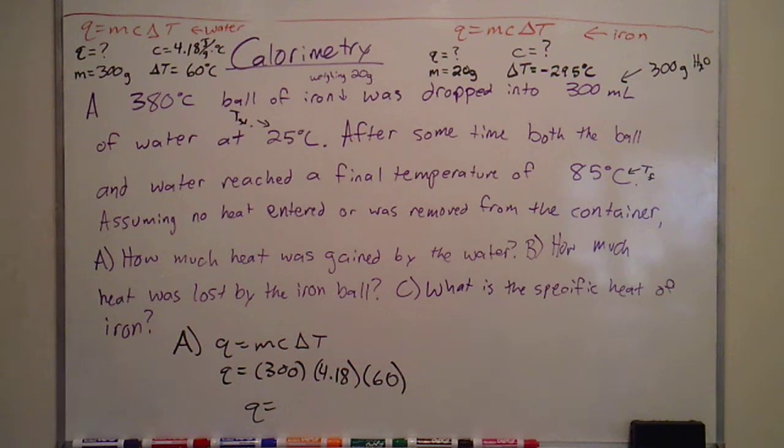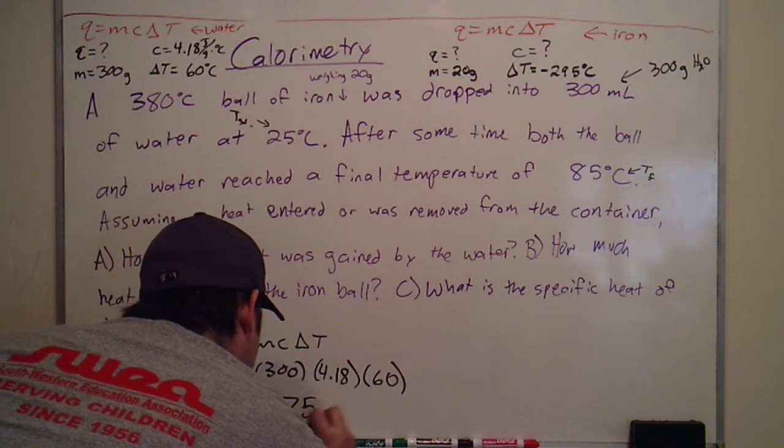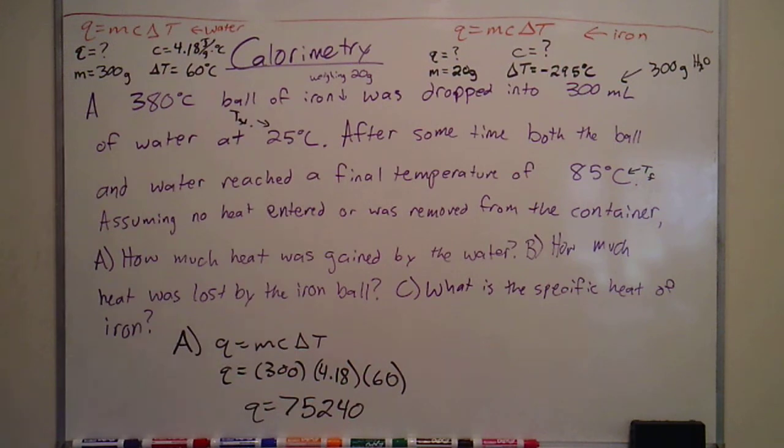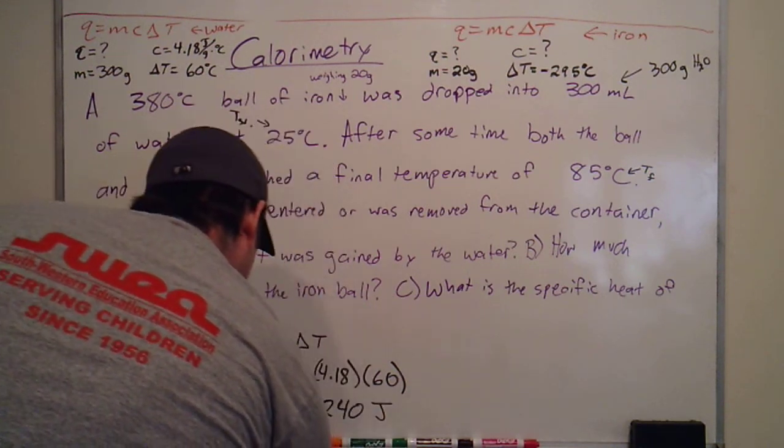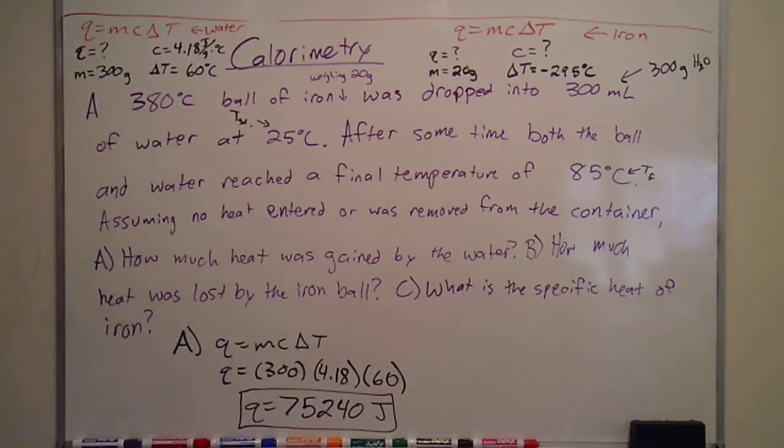I forgot my calculator in the other room, so give me just a second. All right, my apologies. Okay, when you multiply all three of those together, you should get 75,240. Okay, since this is heat, since it's energy, again, Q is always measured in joules. All right, so that's going to be your answer to part A.